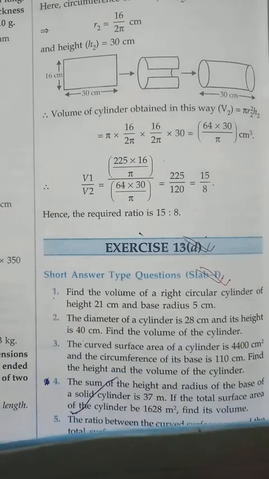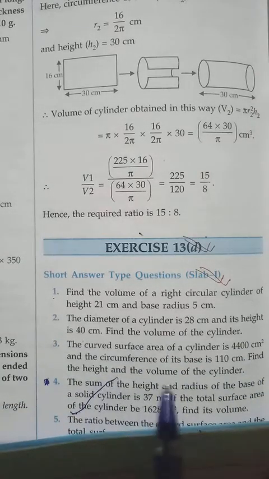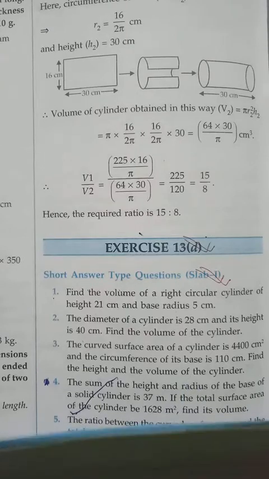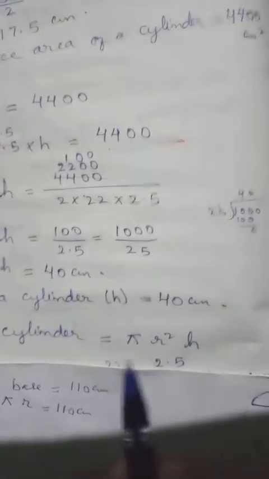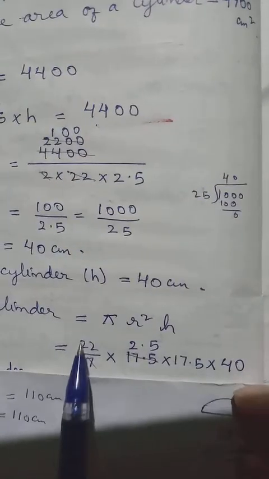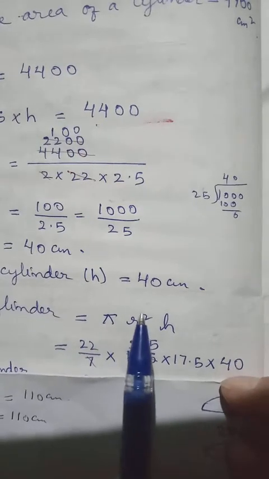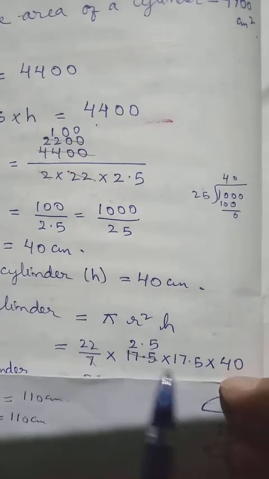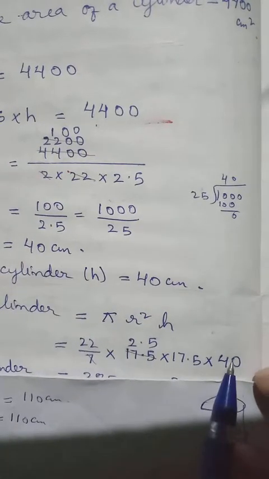So that's the answer. But next we still have to find the volume. The height we already get. What's remain? Volume of cylinder. Volume of cylinder, you already know the formula to be pi r square h. So instead of pi, you know 22 by 7. R we already calculate 17.5. Since we have r square, you can multiply them 2 times into h. H is equal to 40.